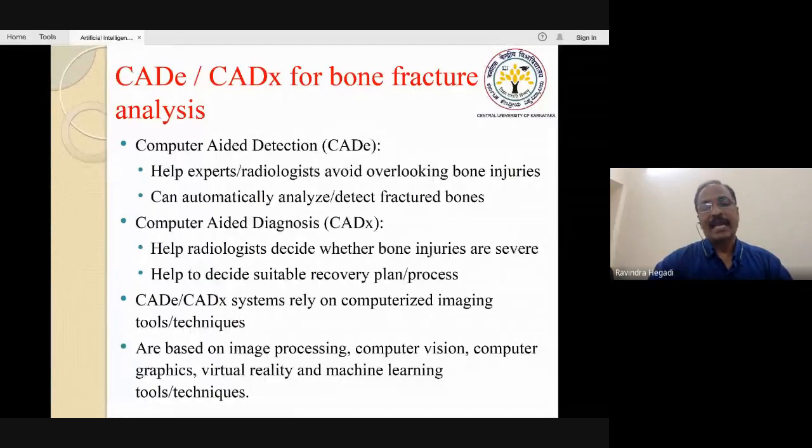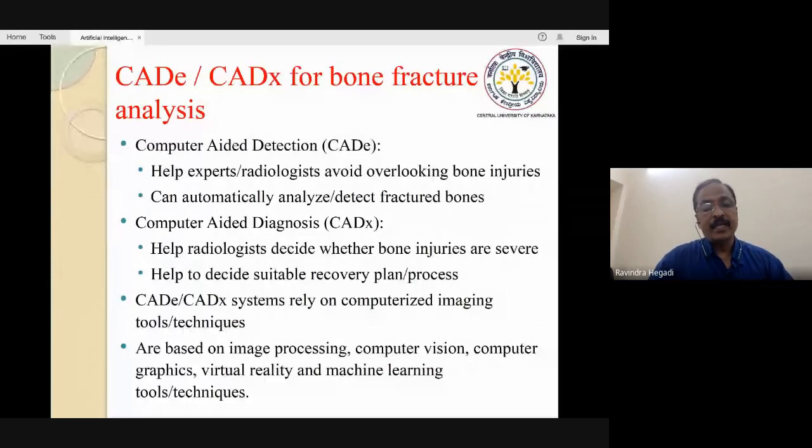Then computer-aided diagnosis. During diagnosis also we can take help of these simulators. They help the radiologist decide whether bone injuries are severe or mild, and even help in deciding the suitable recovery plan or process. It may be surgery, or it may be treatment, whatever recovery process they follow, these computer-aided diagnosis systems are really helpful.